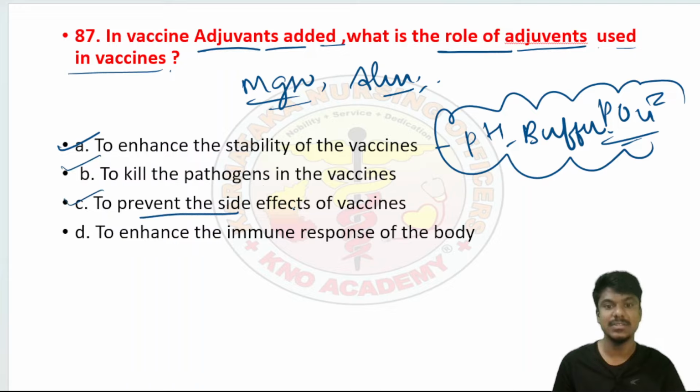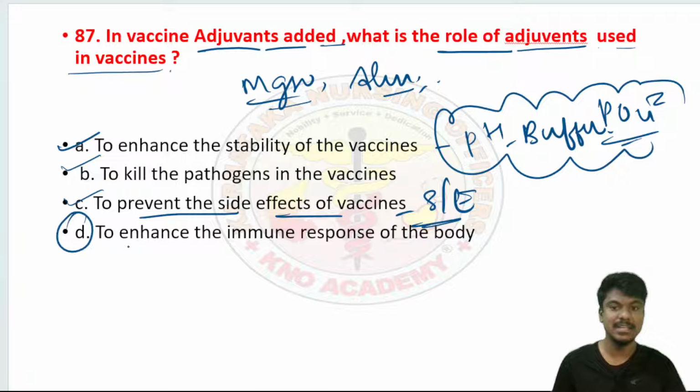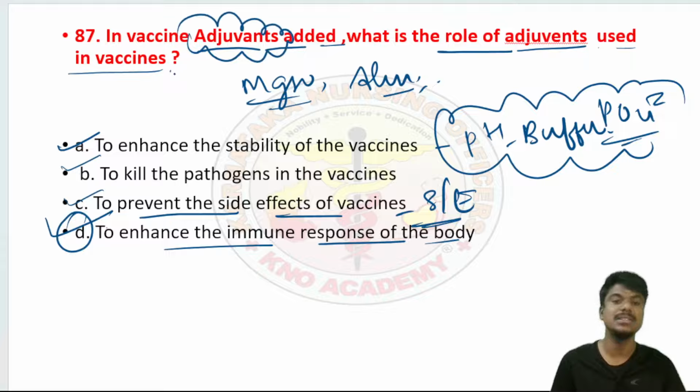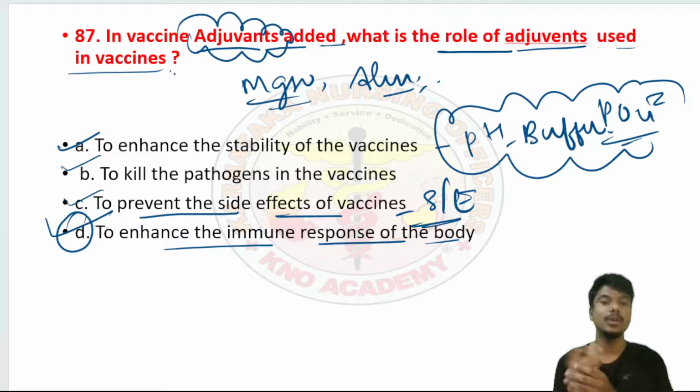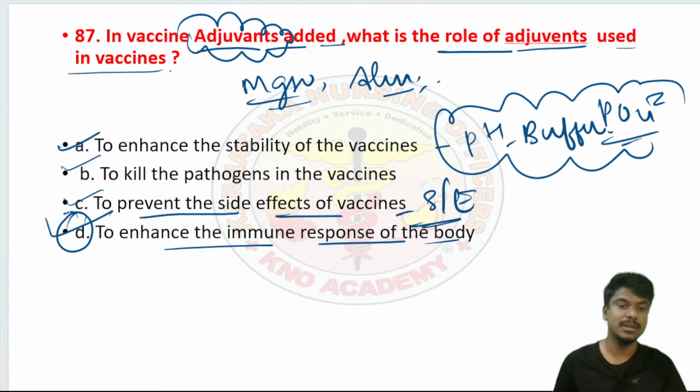No, because of the adjuvant there may be a chance of side effects. So option D, it enhances the immune response of the body. This is the right answer. Adjuvants are added because they trigger your immune headquarters, so they increase the immune response of the body. So option D is the right answer.